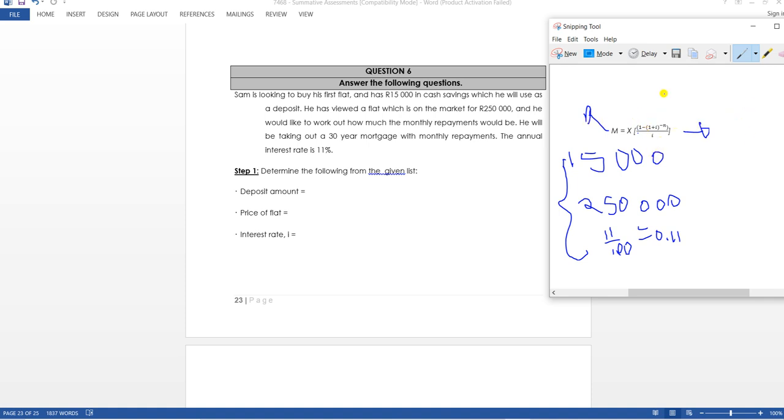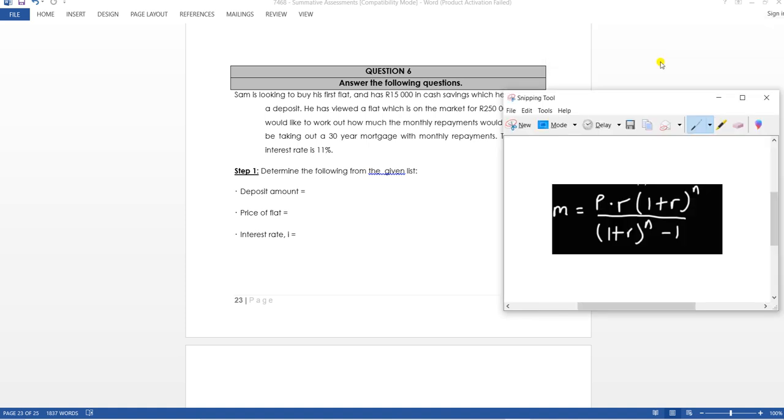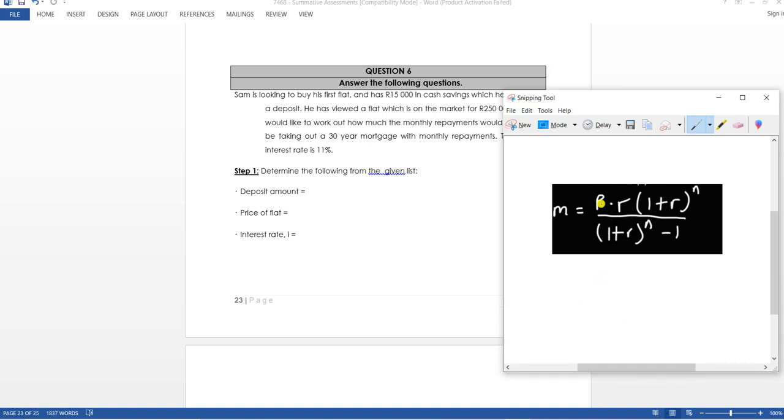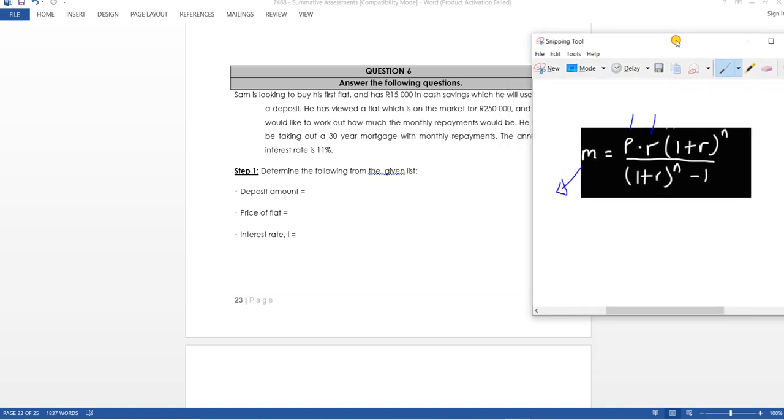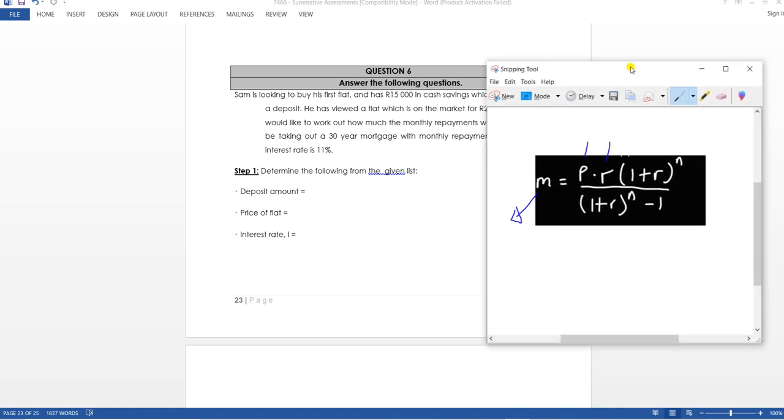So you can use this formula or the one that I gave in the beginning when I explained, let me just show you, where you have your P, your interest rate, and you are calculating the monthly repayments. So you use either of the two formulas. So that's it for question 6.